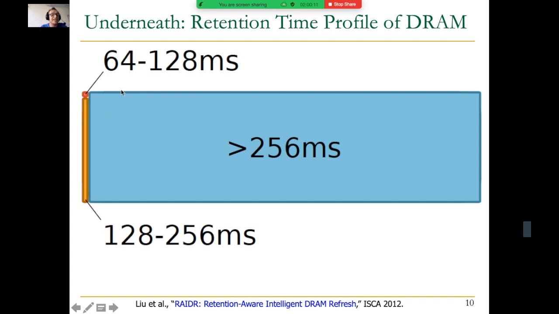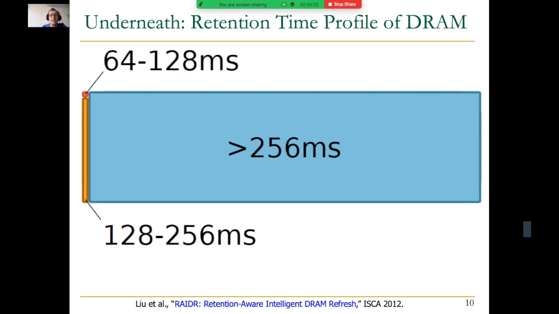Because there are some cells in DRAM that can get away without refresh, even tens of seconds actually. Of course, this depends on temperature also. But even at very high temperatures, some cells are very strong. They happen to store a lot of charge. They happen to be very not leaky. As a result, they can retain data for tens of seconds.